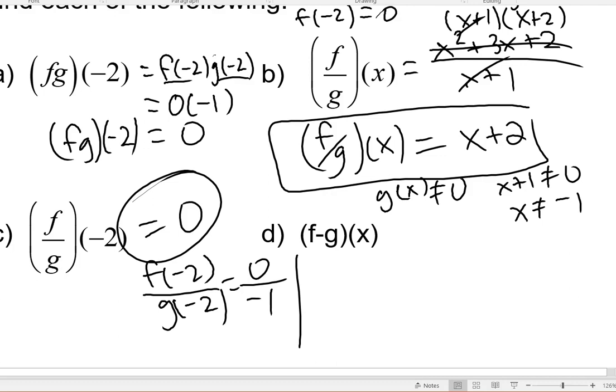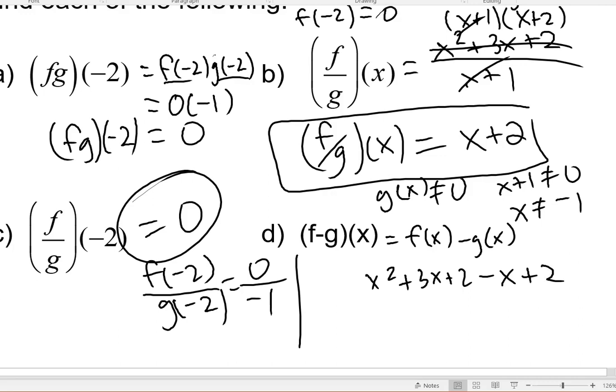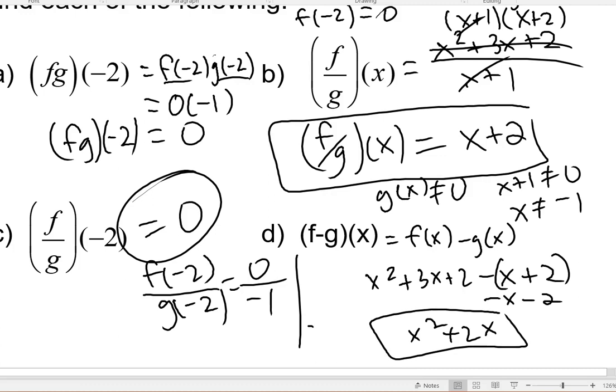Last but not least, what is f minus g of x? Well, it means f of x minus g of x. What was f of x? Minus what was g of x? This would be wrong. I need to minus the entire function so that it becomes minus x minus 2. So we end up with, looks like, x squared plus 2x, because the 2's cancel. And that would be f minus g of x.